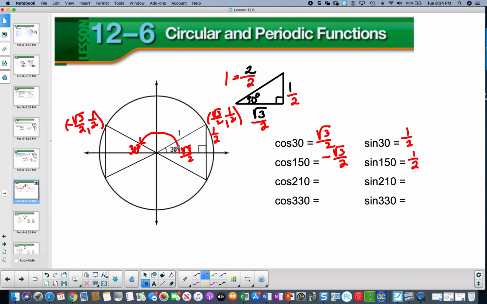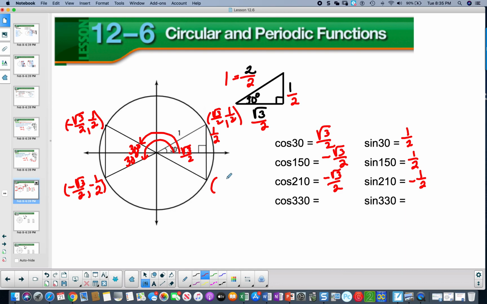To get 210, we would go all the way down here. That would again be a reference angle of 30 degrees. My x-coordinate will be the same as the other point right before that, but my y-coordinate, since it's in this quadrant, will be negative. And now we can identify the cosine of 210 degrees, and we can identify the sine of 210 degrees, and we didn't have to find the opposite and an adjacent, we just had to read the point.